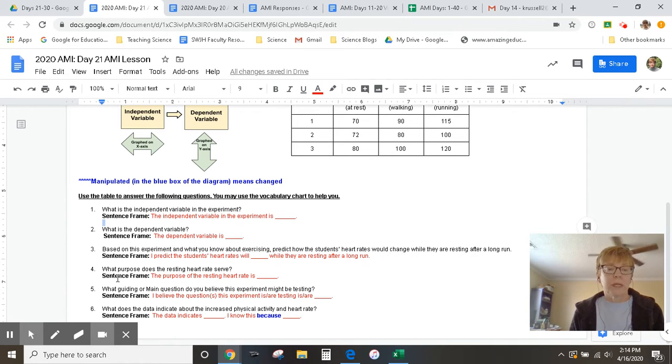Question number 4 says, what purpose does the resting heart rate serve? So would you want to go straight from walking to running? Do you want to stop in between? Why would you want to stop in between? What purpose would that serve?